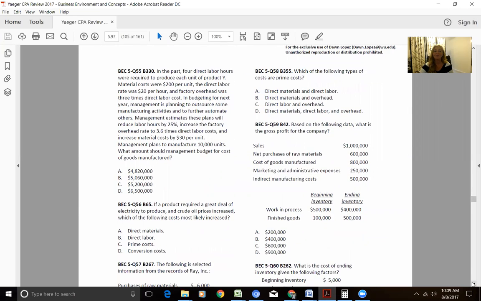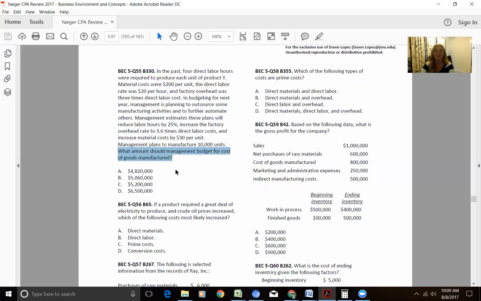Let's take a look at number 55. Now this one's quite a long one, and what I recommend when you're looking at a long question like this is to start at the end so that you know what the question is that's being asked, and then you can read the question in context. So we're going to skip right down to the end, and it says, what amount should management budget for cost of goods manufactured? So immediately your approach to this question should be, all right, how do I compute cost of goods manufactured?